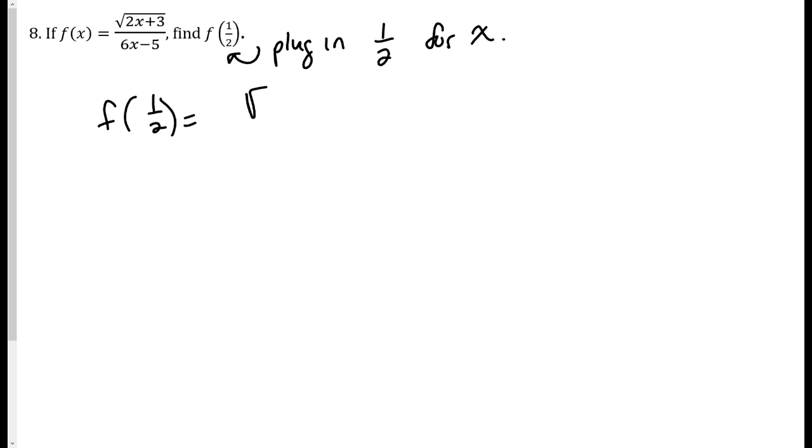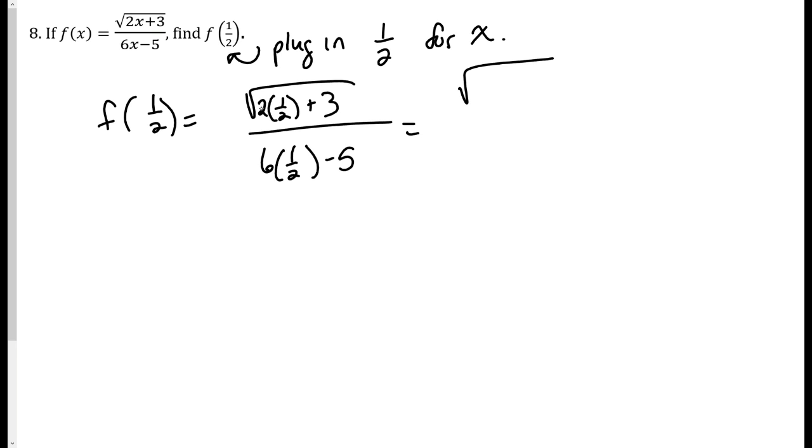If f of x is this function, find f of 1/2. So this means plug in 1/2 for x. Plug in 1/2 for x. So f of 1/2 is the square root of 2 times a half plus 3 over 6 times a half minus 5. To deal with fractions, deal with the numerator first, then deal with the denominator.